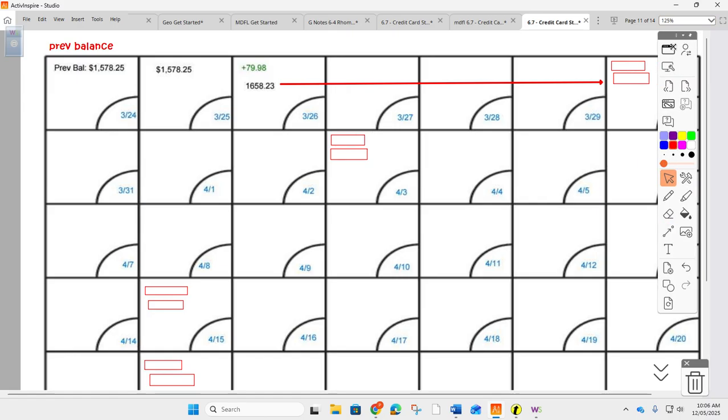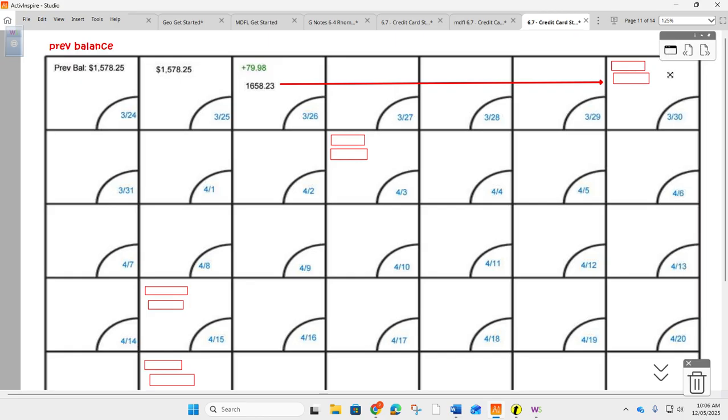So it says on March 30th, they went to Outback. I love Outback. And they spent $52.76, which is not hard at Outback for sure. So that is going to increase their new balance and bring their new balance to $1,710.99. Maggie, we're not doing that right now.